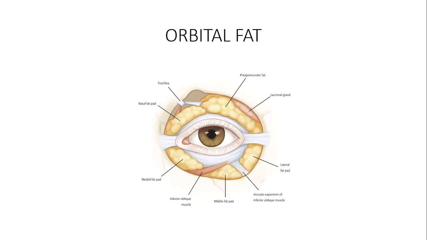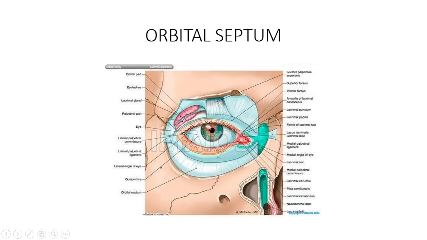It's also important for you to know that you have fat pads within the eyelid, the medial and the lateral fat pads. And after that, then you have the what? The orbital septum. The orbital septum is also found in the eyelid. It prevents spread of infection into the orbit.